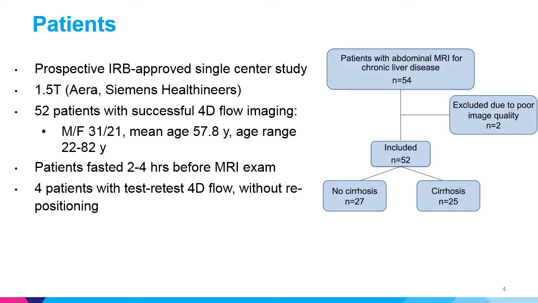This was a prospective single-center study which enrolled patients with chronic liver disease and clinical indication of abdominal MRI. The patients had the option to consent to an additional 4D-flow acquisition at the end of their clinical exam. The exams were performed at 1.5 Tesla in fasting conditions. 2 patients were excluded due to poor image quality, and in the end 52 patients had successful 4D-flow imaging. 25 of these patients had cirrhosis. 4 patients also had test-retest 4D-flow without moving or repositioning the patients.